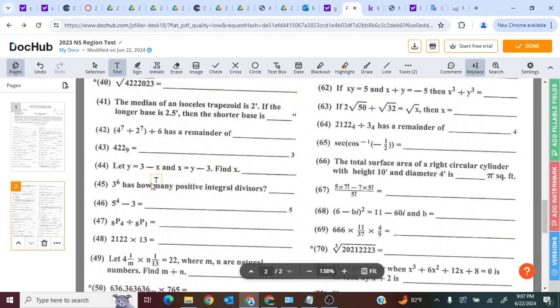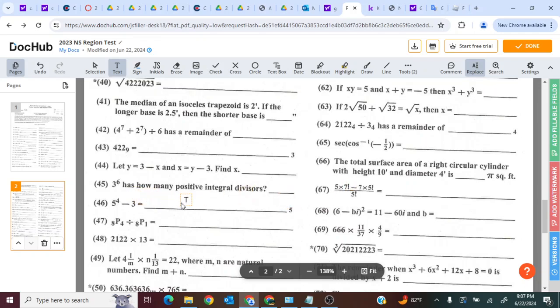So x is 0. 3 to the power of 6 has how many positive divisors? Based on the exponent of each of the primes, times or plus 1. So 7 times nothing else is 7. 7 times 1, I suppose.